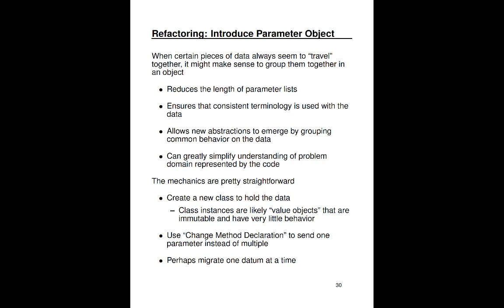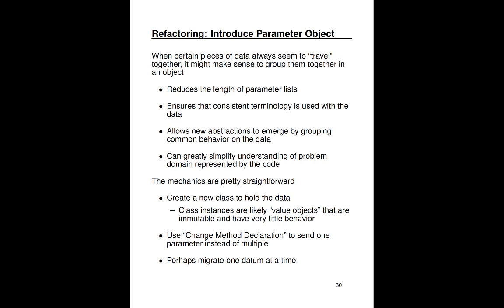Because you're creating a new class, a new object, it allows the abstraction that is represented by that data to be represented more concretely. And over time, you might find that that representation, that abstraction, grows to sort of have a life of its own because that data is related. By grouping that data together, you can really simplify the problem domain and how you've represented it in the code, because all of the related information is right there.